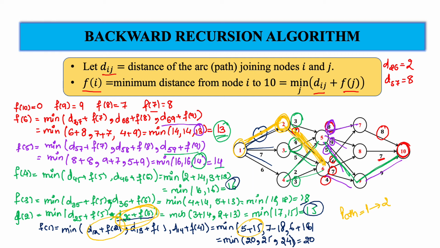Okay, now in 6, if you see 13, how are you getting it? When you are going from 6 to 9. So from 6 to 9 is your minimum path from this stage to this stage. Okay, and from 9 to 10, what is the minimum path? It's 9 itself. So this yellow colored path is your minimum path from node 1 to node 10. So 1 to 2, 2 to 6, 6 to 9, 9 to 10.